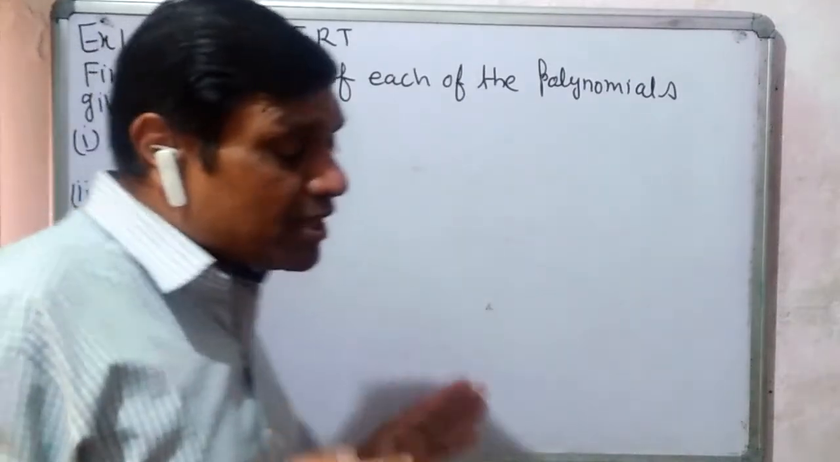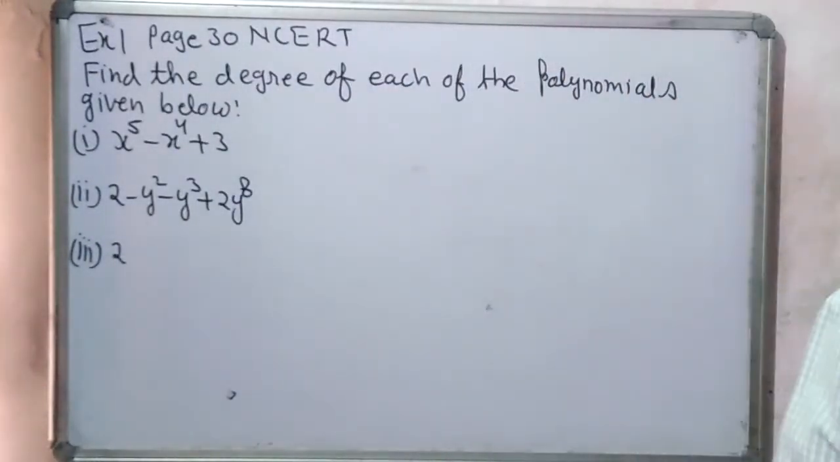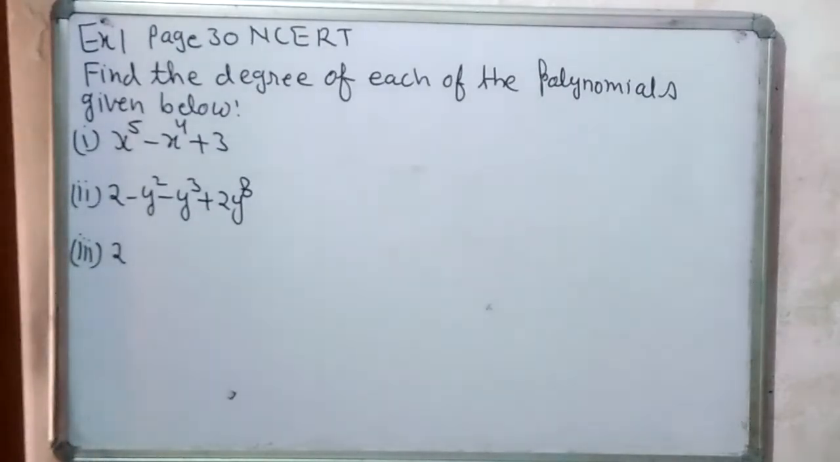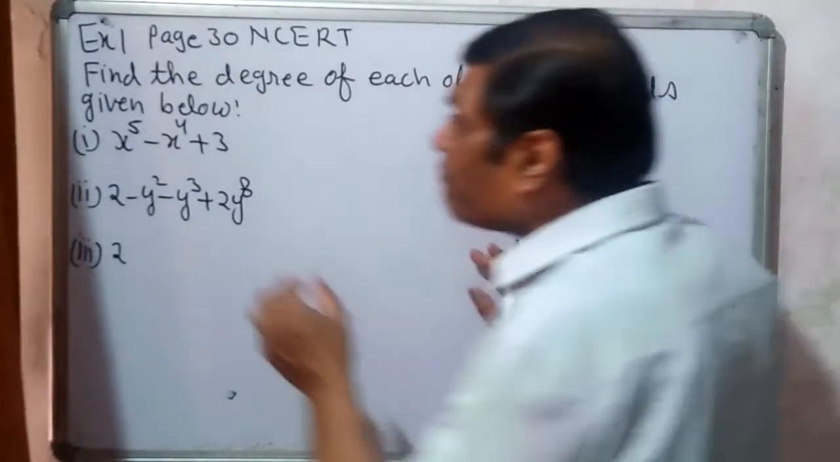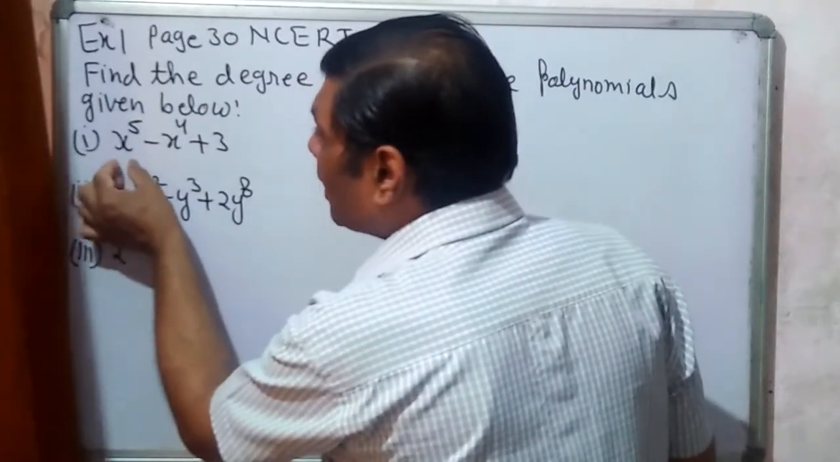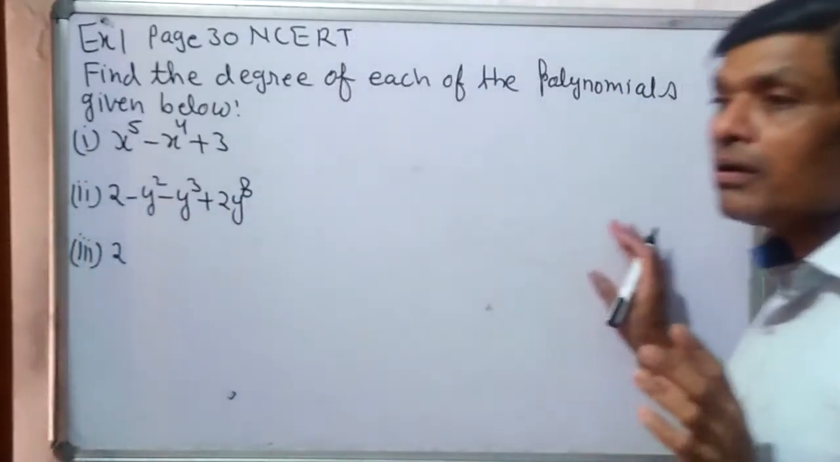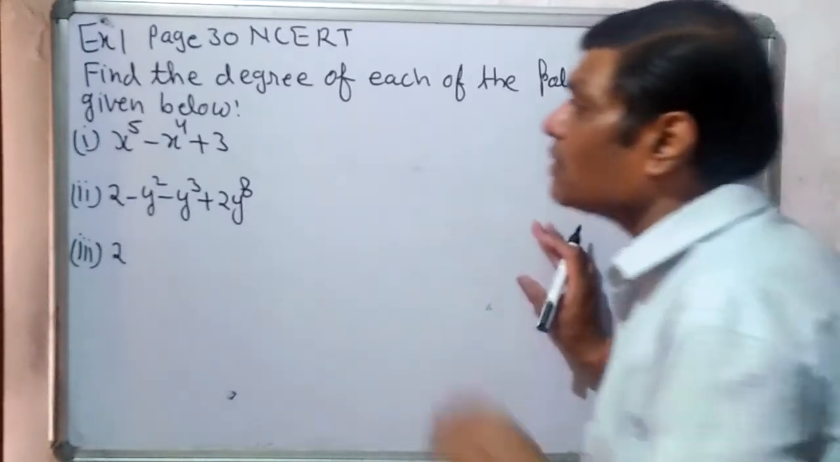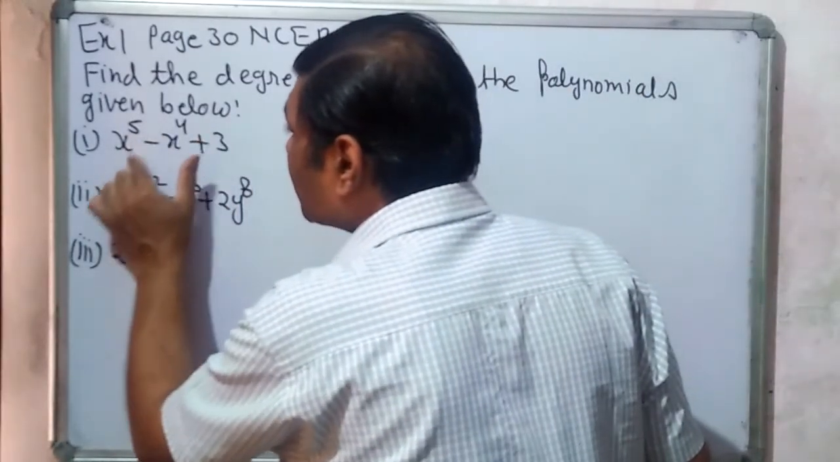Now, what do we remember? What is the degree of the polynomial? For the degree of a polynomial, we had said that for each and every term, the highest power to which the variables are raised, put together in that term, will be termed as the degree. So let us see, in the first case, we have three terms, 1, 2, 3. Out of these three terms, the first term has the highest power, that is 5.